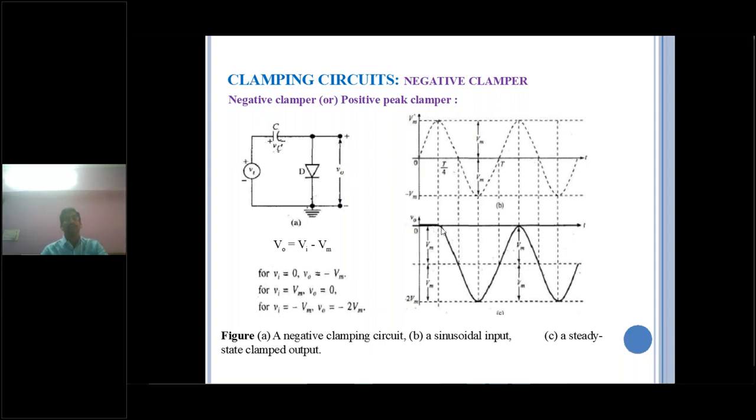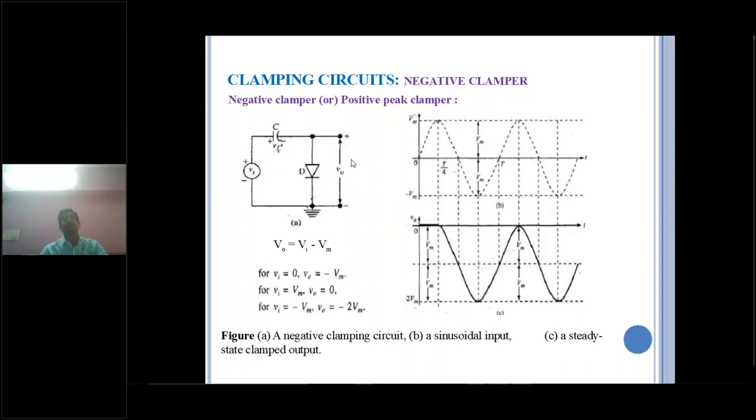This is important from the external exam point of view. 0 to T by 4, the output waveform will be 0. The capacitor will be charged to the input peak value, Vc equals Vm. Now whenever the input values decrease, from the second quarter cycle to the fourth quarter cycle, the input waveform amplitude will decrease and increase. Within this, the output voltage across the diode equals the input voltage minus the drop across the capacitor.